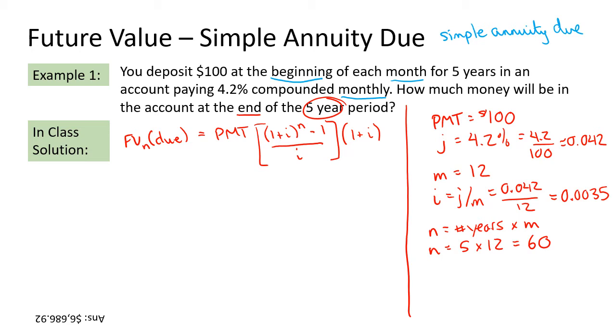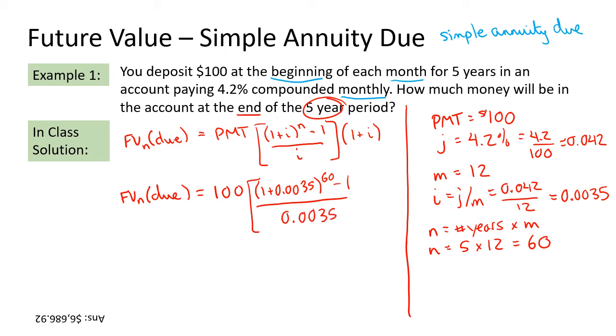So if you substitute all these values into the formula, future value for an annuity due is equal to 100 times 1 plus 0.0035 to the exponent 60 minus 1 divided by 0.0035, multiplied by 1 plus 0.0035, that extra interest term.